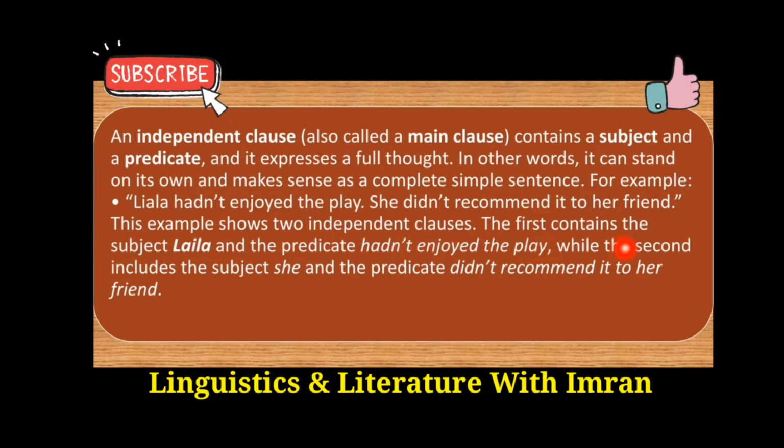The first contains the subject Leila and the predicate hadn't enjoyed the play, while the second includes the subject she and the predicate didn't recommend it to her friend. So most often a sentence, or we can say a clause, consists of two parts. One is subject and one is predicate. Here we have a subject Leila, and hadn't enjoyed the play is a predicate. Here we have a subject she, and didn't recommend it to her friend is a predicate.